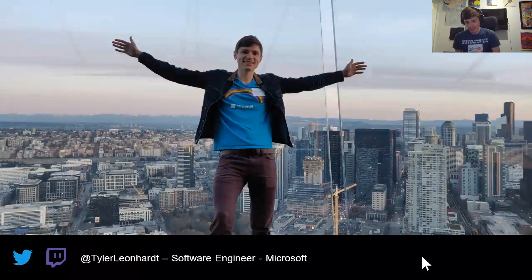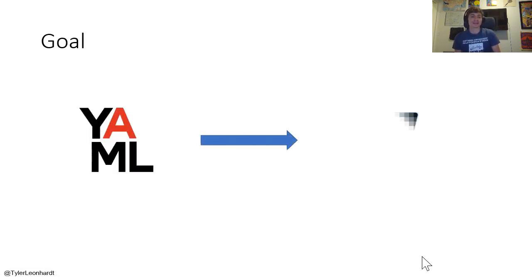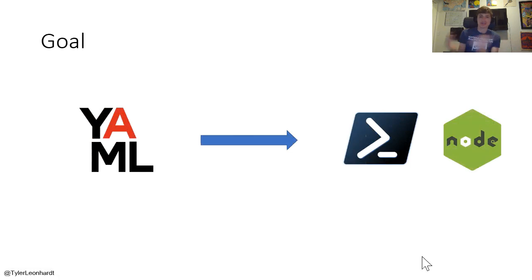So let's go ahead and get started with the actual talk. The introduction is over. So the goal of this talk, at the very core of it, is we're going to take some YAML and we're going to turn it into some PowerShell script. And as another example, we're going to turn some YAML into some JavaScript. So that's basically at the root what AutoRest is going to do for us.